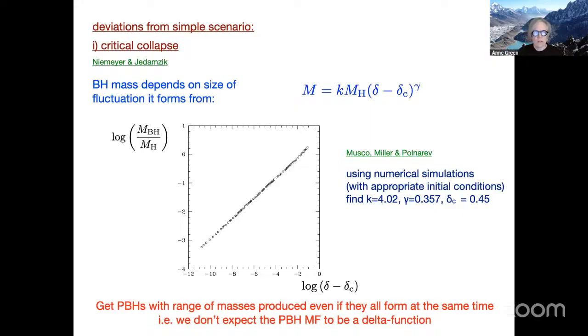This is important: even if all of the primordial black holes form at the same time, you do get some spread in the masses. So we don't expect the mass function to be a delta function.